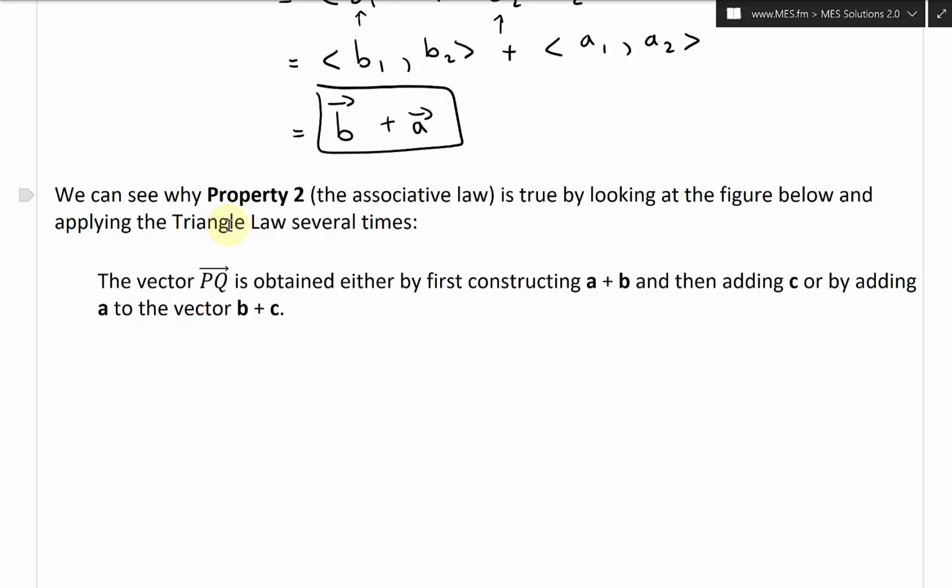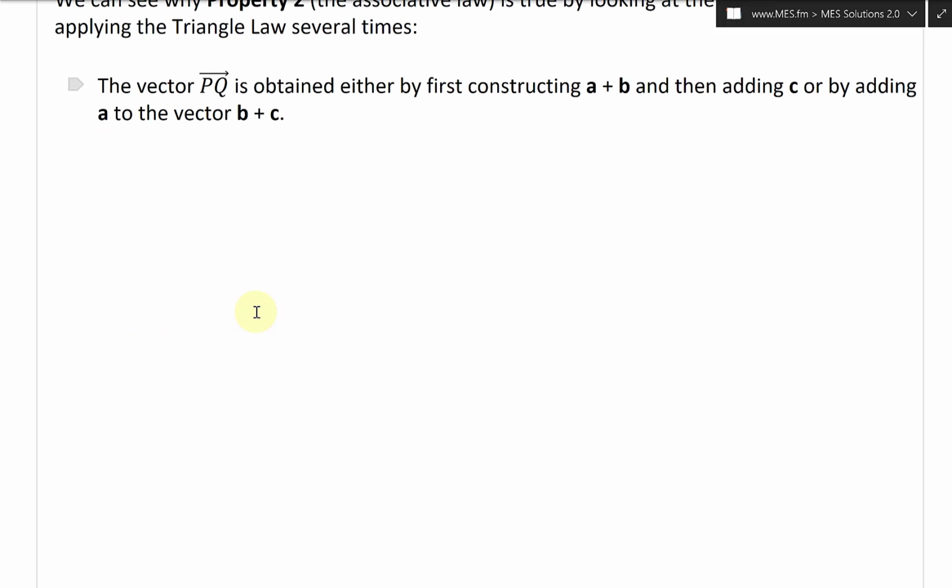Basically, I'll read this first, and then I'll draw it out. So the vector PQ is obtained either by first constructing a plus b, and then adding c, or by adding a to the vector b plus c. So do that either or. Yeah, so let's do this one here. Let's say we have a point here. We'll call this P.